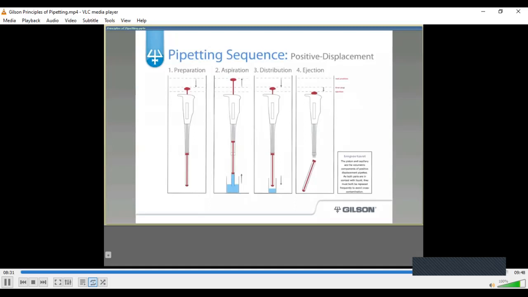Next, for distribution, press the plunger button to the first stop, and the piston will move down and expel the liquid out of the capillary. And lastly, for ejection, press the plunger button all the way down to the second stop. The capillary and piston are ejected without hand contact.